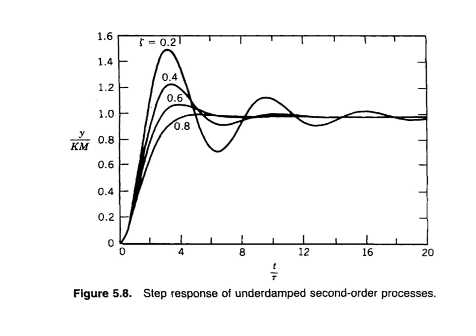Now we look at the step response change of underdamped second order processes. If you can see from the figure, if we change lambda to 0.2, 0.4, 0.6, and 0.8, you will observe that the oscillatory process response curve has been changed into the overdamped type of process response curve.